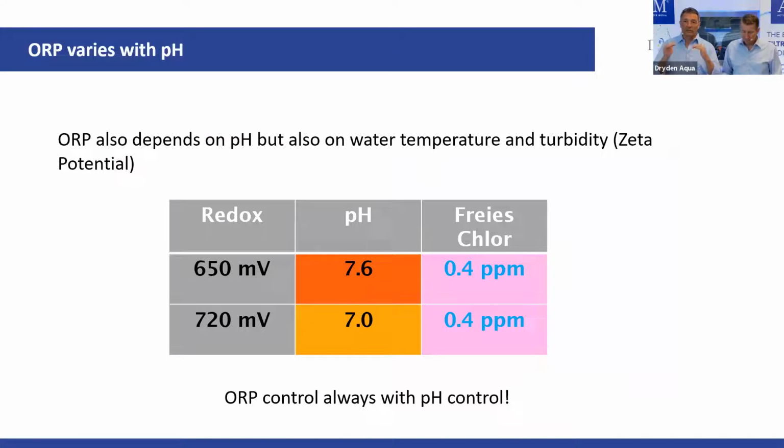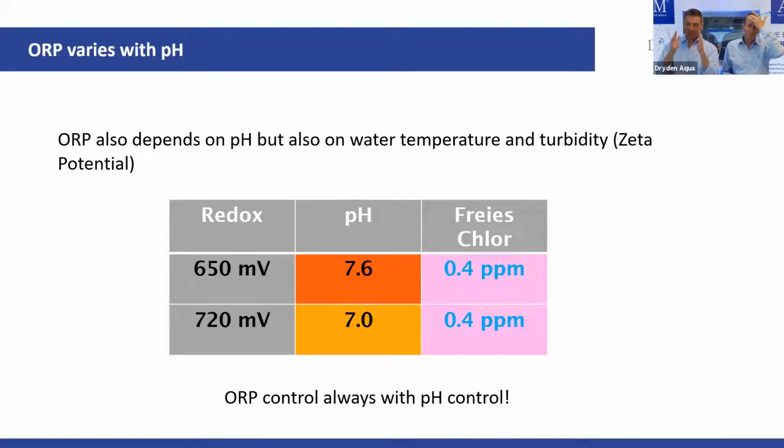Now, we also have to see that the ORP varies with pH, with temperature, or with turbidity. Let's start with the pH. Here you see an example with the free chlorine. Let's say we have a water with 0.4 free chlorine, a pH of 7.6, and now you get your ORP reading, let's say 650 millivolts.